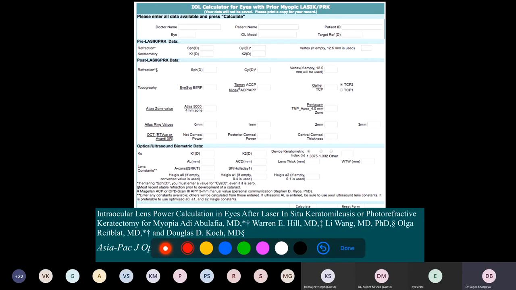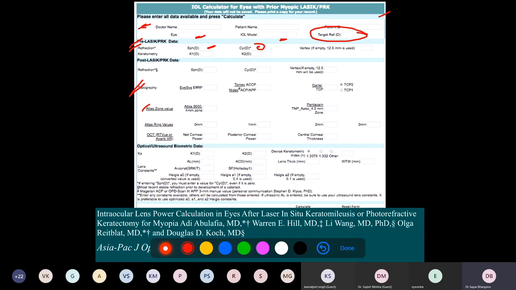So let's get back to the ASCRS calculator. Here you have to fill up the details of the patient, doctor's name, IOL model. You have to write what your target refraction is. So if you have pre-LASIK data, you can enter it here. Very important to understand: if the patient had only spherical correction, you have to write the spherical correction, but you have to write 0 in the cylindrical value. Otherwise, it will not work. The next is the post-LASIK refraction. If you have refraction values which are reliable, you can enter them. Otherwise, you can leave it.